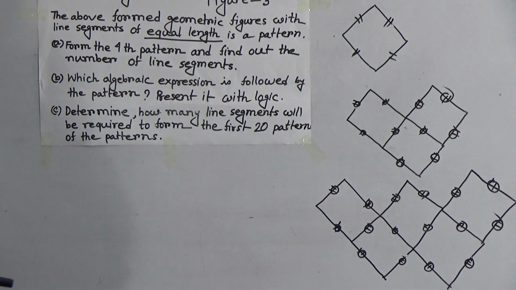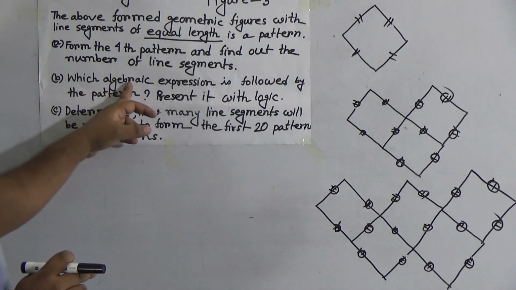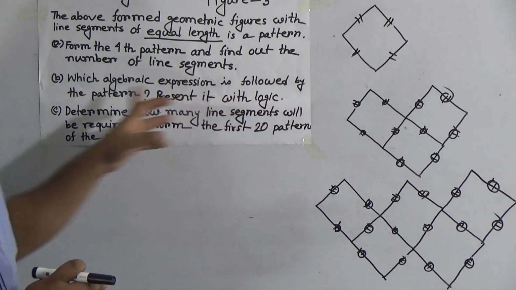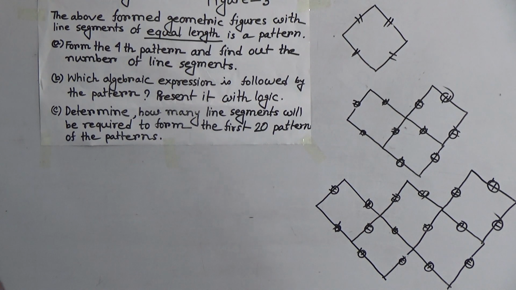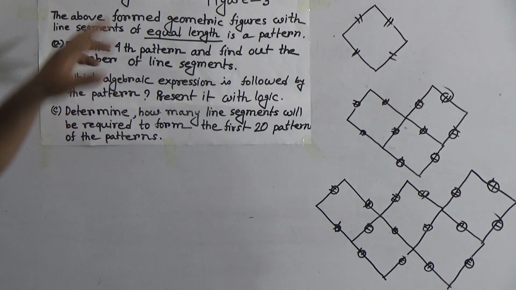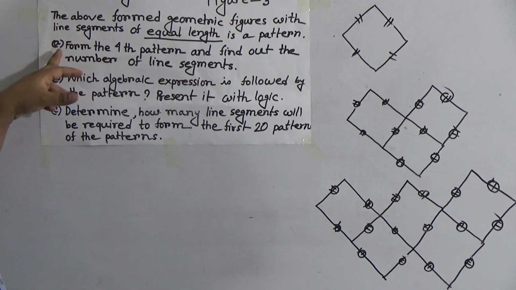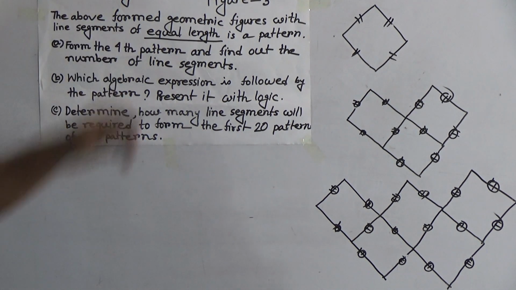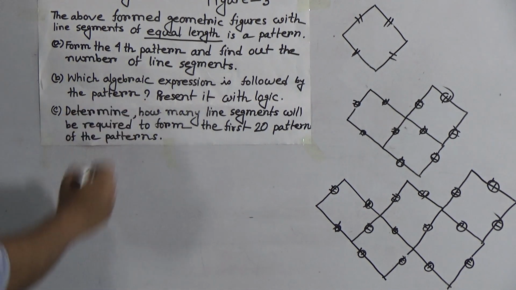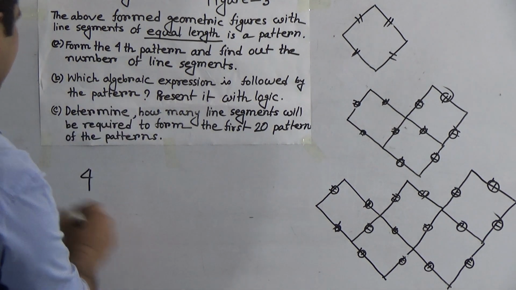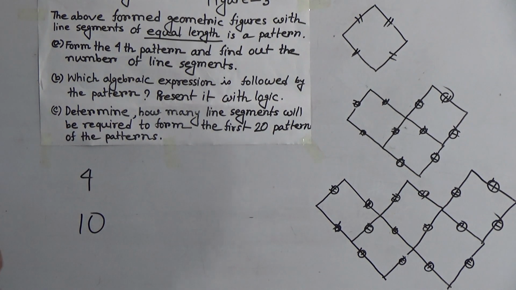Next, we shall solve question number B: which algebraic expression is followed by the pattern, and present it with logic. My dear student, we have already found the fourth figure. Three figures are given, and in question number A, we have already drawn another figure, that means the fourth figure. In figure 1, we find 4 line segments. In figure 2, we find 10 line segments. In figure 3, we find 16 line segments.